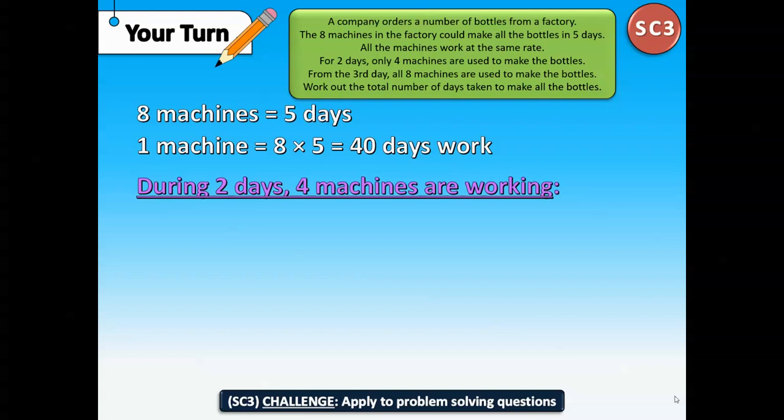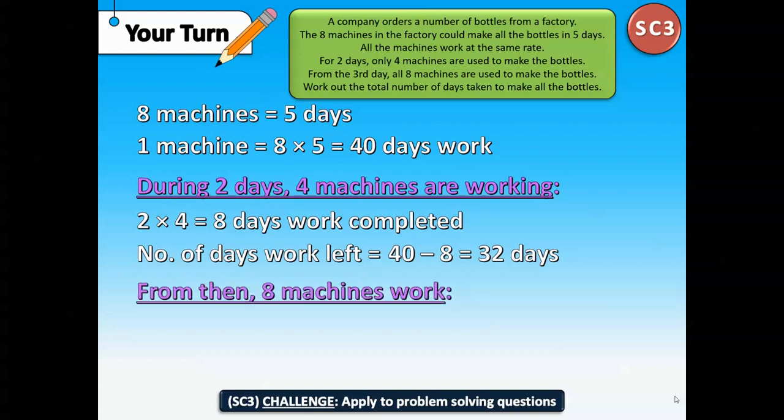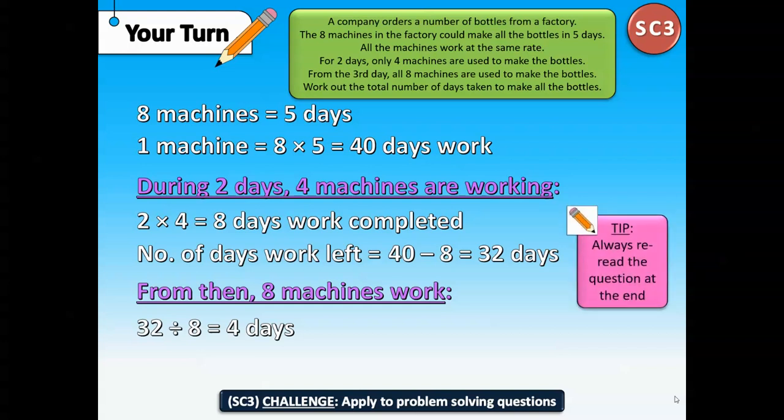Now during 2 days, 4 of the machines are working. So 4 machines would take 8 days work complete. So the number of days left would be 32 days. And from the 3rd day, all 8 machines are being used. So 32 divided by the 8 machines would take 4 days. So in total, it would take 6 days work.